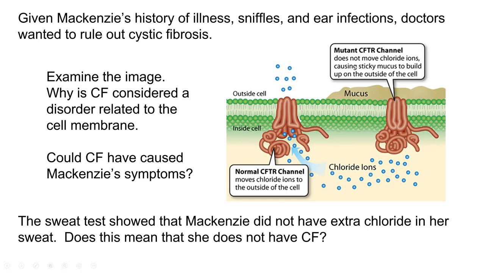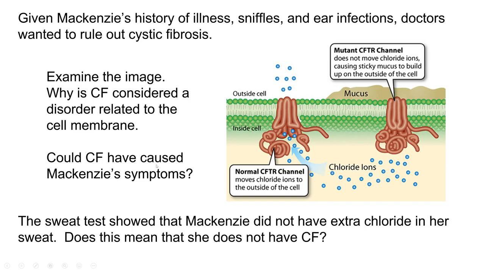But if you have a mutant CFTR channel, all the chloride ions stay in the cell, which draws all the water into the cell, which means there's less water outside of the cell, and mucus builds up.